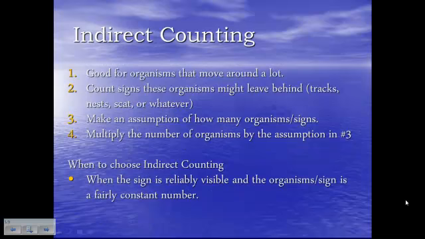Indirect counting. This is great for organisms that move around a lot. You simply count the signs that these organisms leave behind. Tracks, nests, scat, whatever. It's best when the sign is reliably visible and the organisms or the sign is a fairly constant number.